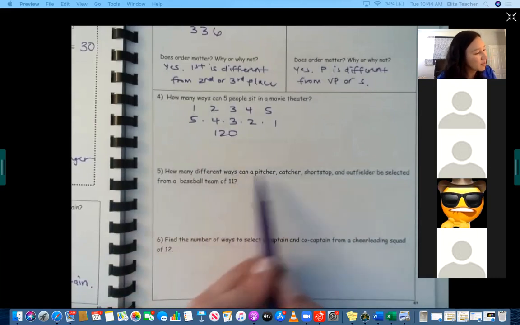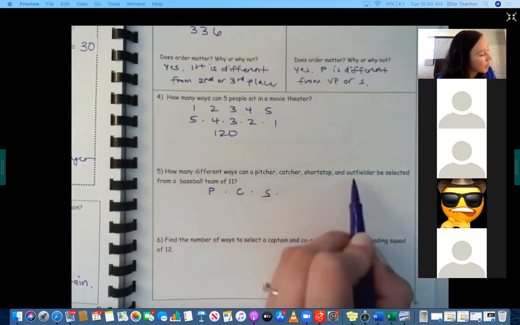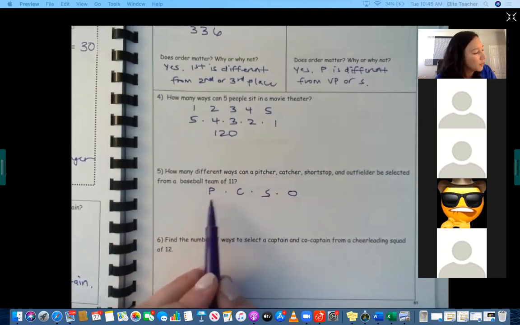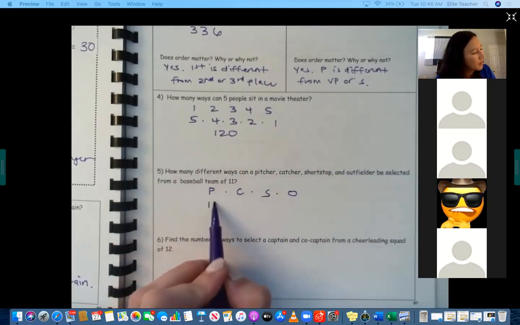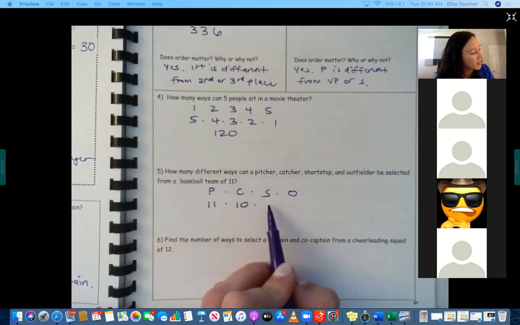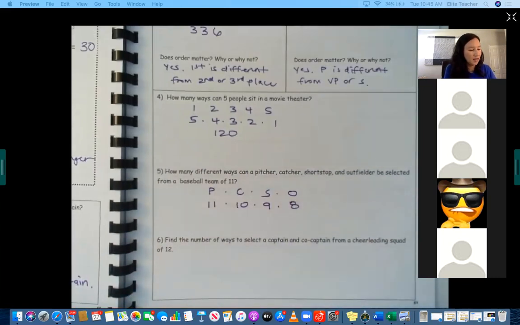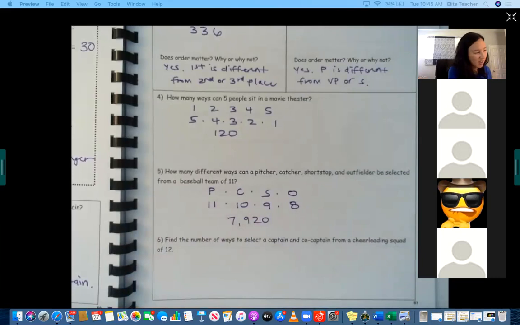Okay, and then we have specific positions. So we have a pitcher, a catcher, a shortstop, and an outfielder from a baseball team of 11. So for the pitcher, we have how many? 11. Yep. And then for the catcher? 10. And then shortstop? 9. Yep. And then the outfielder would be 8. So we have 11 times 10 times 9 times 8, which is 7,920. Wow, big numbers.